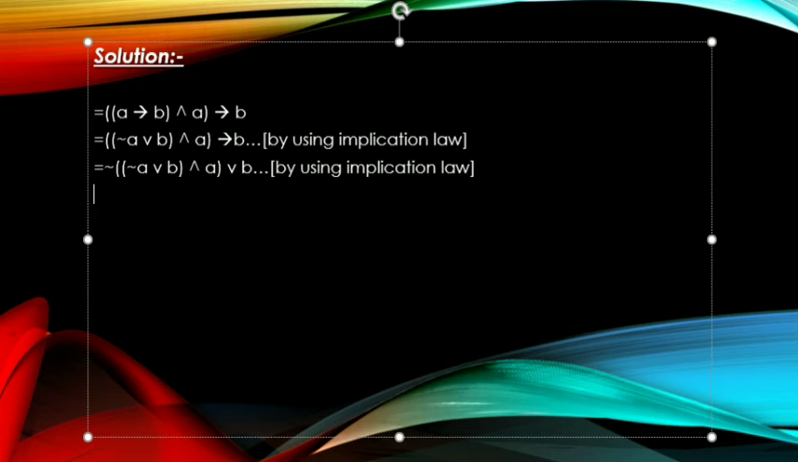Now take this negation sign inside the bracket. We get bracket negation of A or B, bracket close. As this negation sign goes inside the first bracket, here we get and becomes or, and A becomes negation of A, bracket close, or B, and here we get by using De Morgan's law.